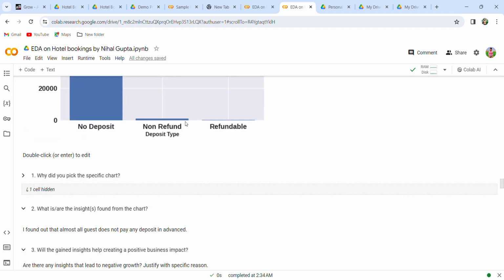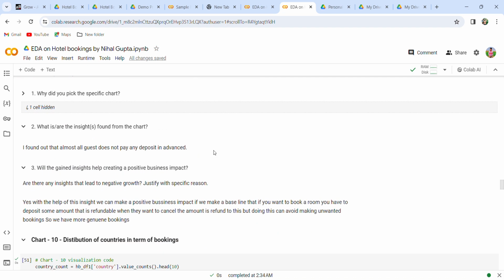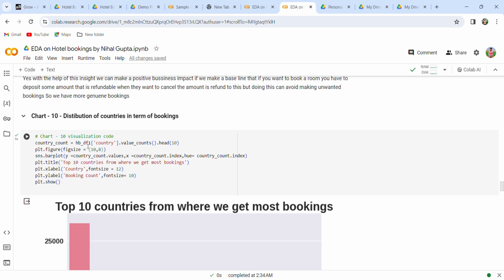Non-refundable deposit is very less, and refundable deposit is almost very less. Now coming to the second point, distribution of countries in terms of booking.